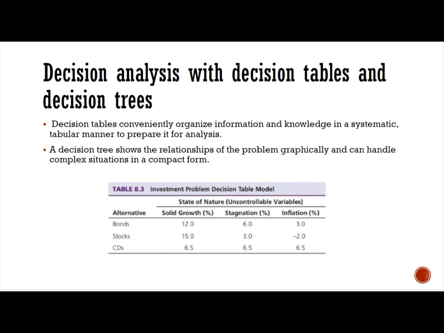Decision analysis with decision tables and decision trees. Decision situations that involve a finite and usually not too large number of alternatives are modeled through an approach called decision analysis. Decision tables conveniently organize information and knowledge in a systematic tabular manner to prepare it for analysis.